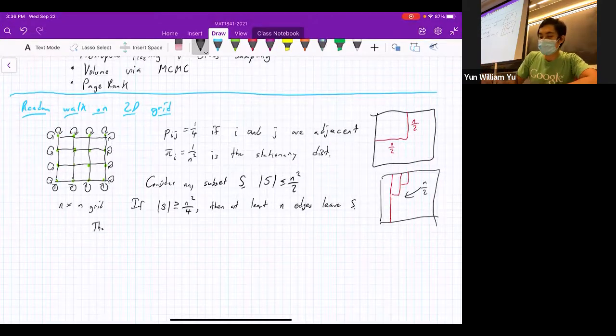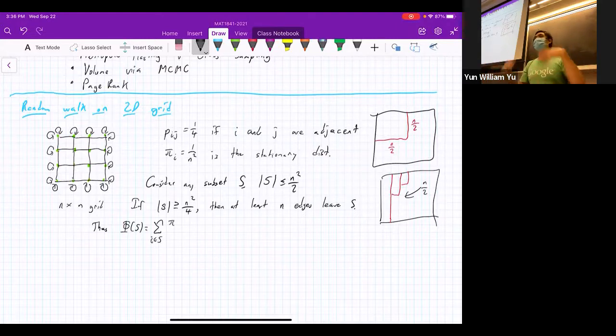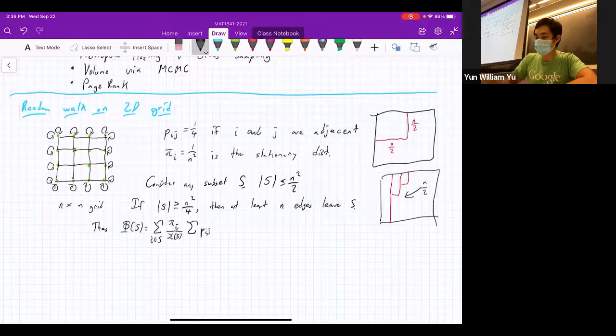But if at least n edges leave it, then that allows us to put a bound on the conductance, right? So thus we know that phi of S is going to be equal to the sum over i in S, because S is the smaller of the two. So instead of using the min formulation, we can use the formulation where we know that S is the smaller of the two: pi i over pi of S times the sum over j in S bar of pij.